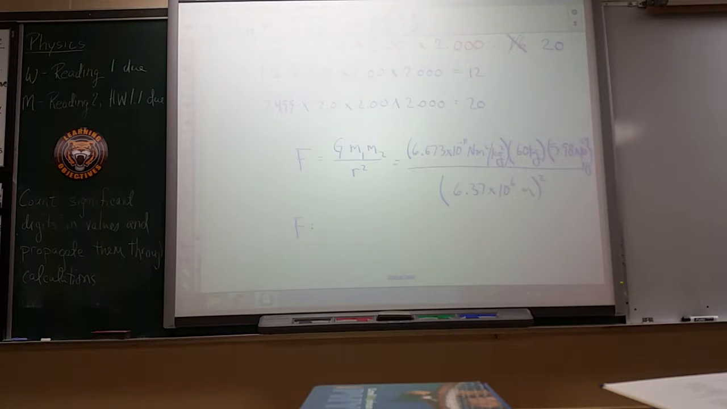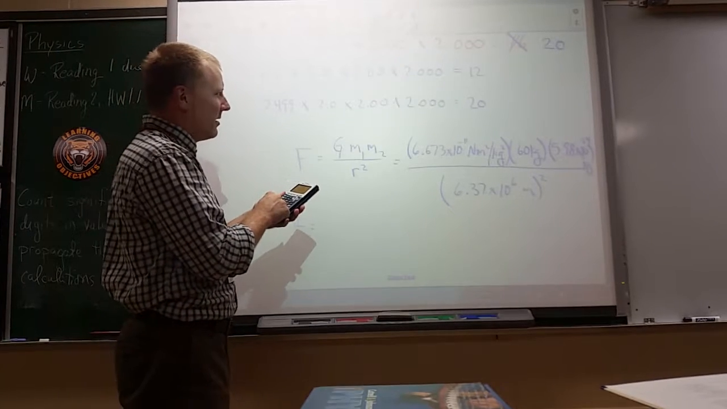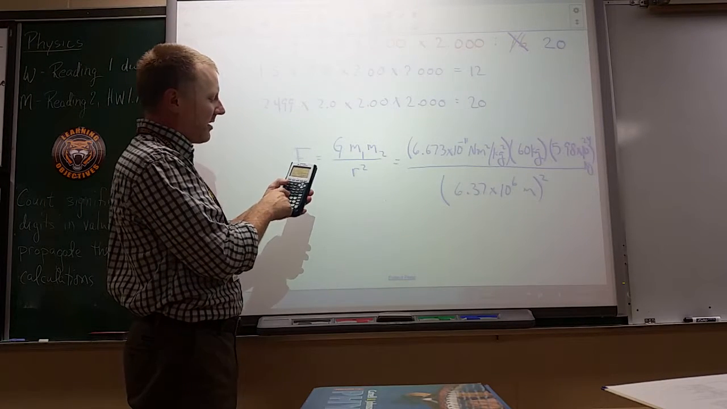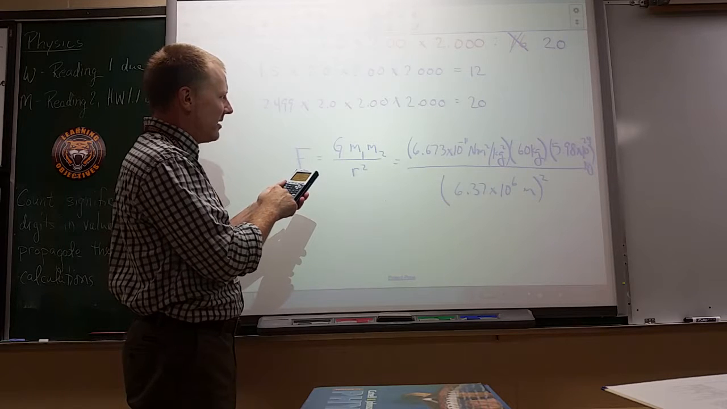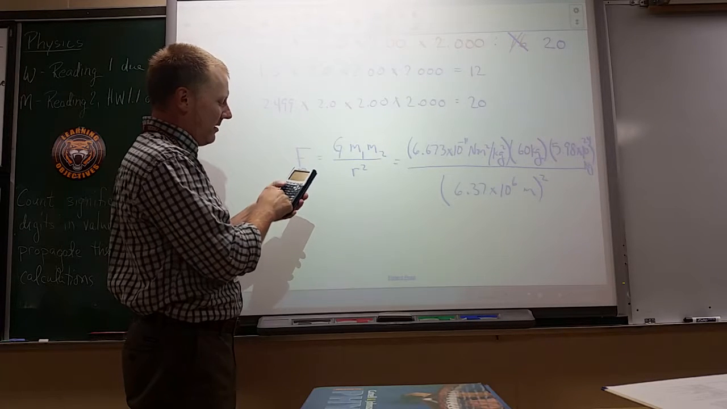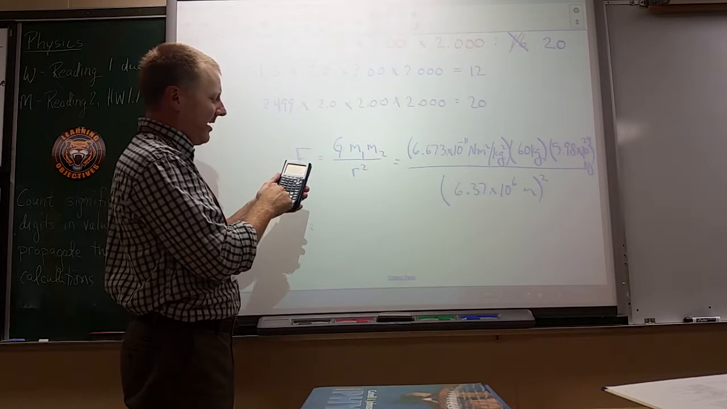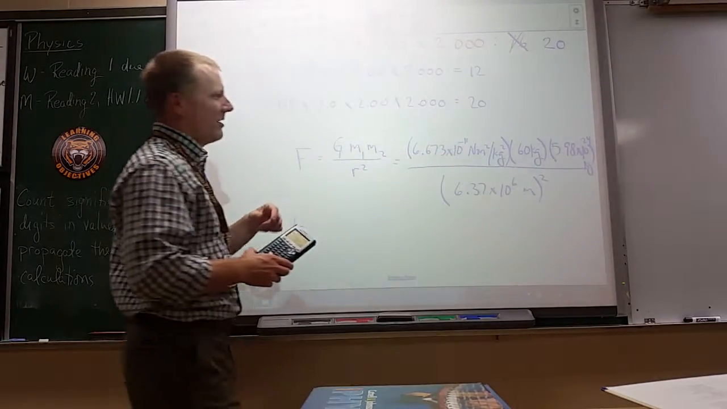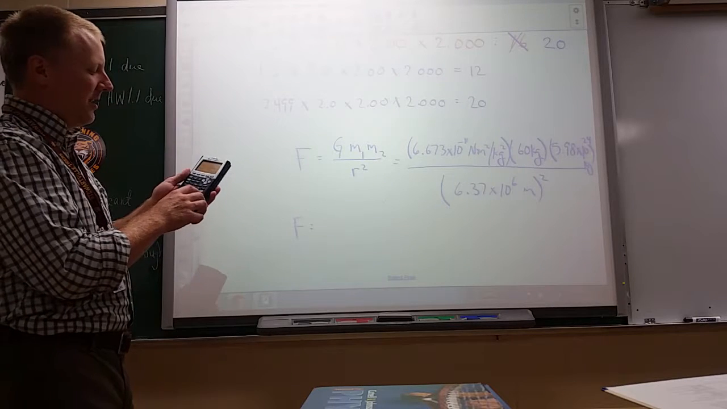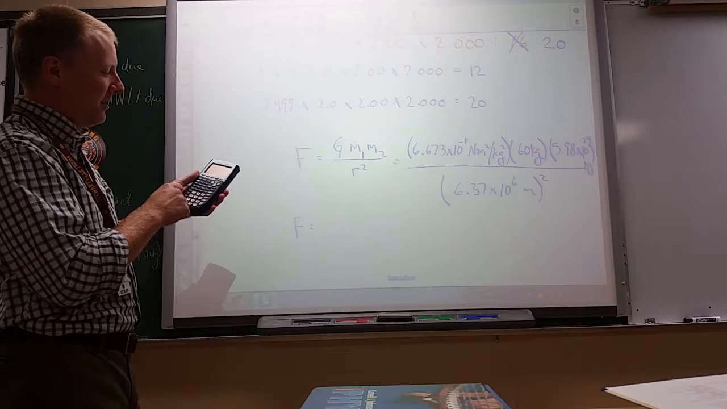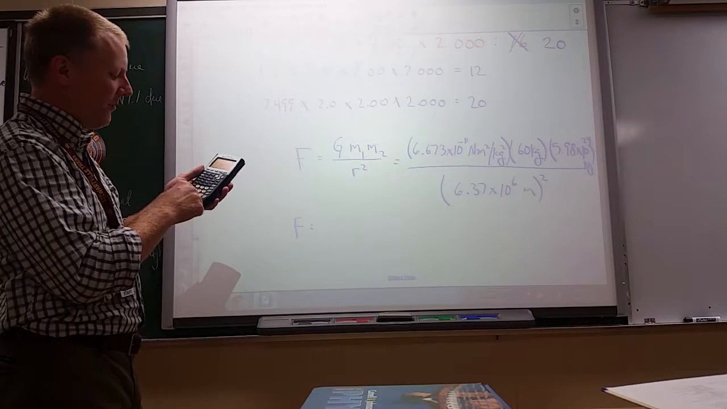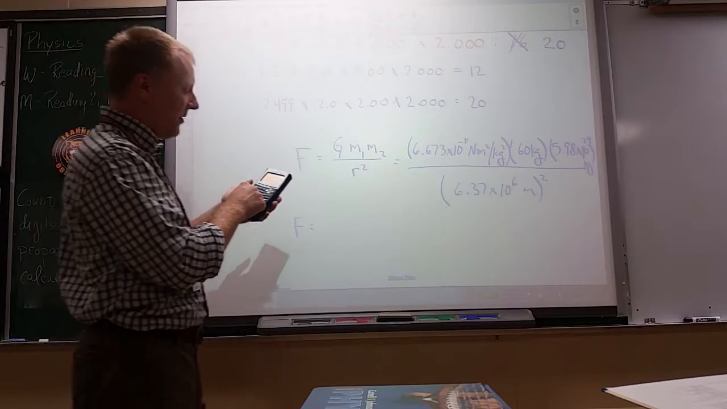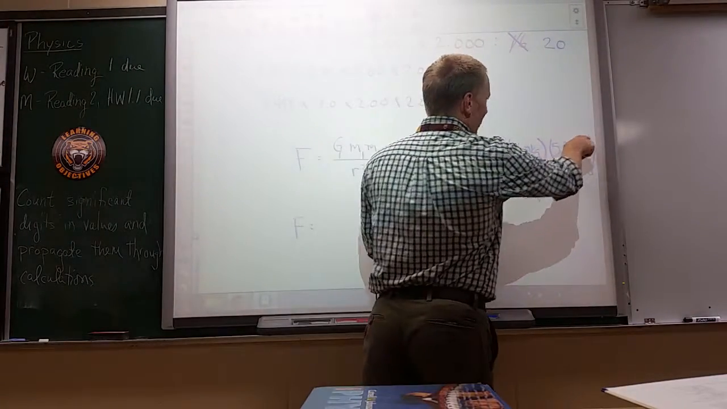So the way I'm going to enter this is I'm going to put the 6.673, second function e, minus 11. This is minus to the minus 11th power. I was running out of space, I apologize. Times 60 times 5.98, now second function 24.